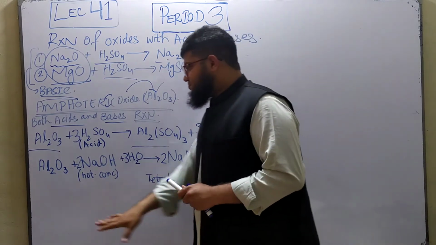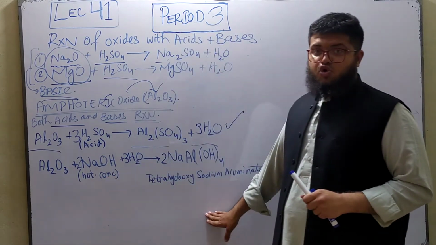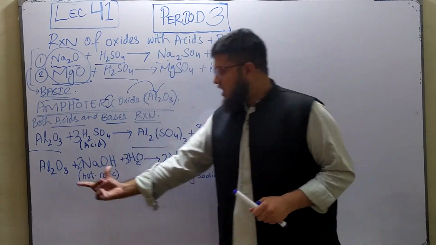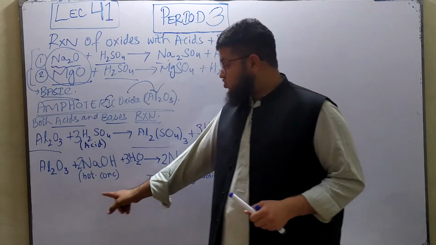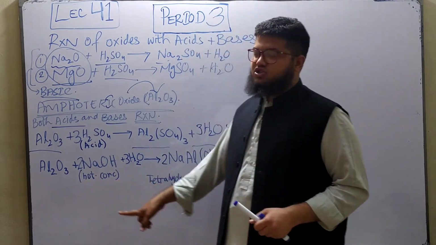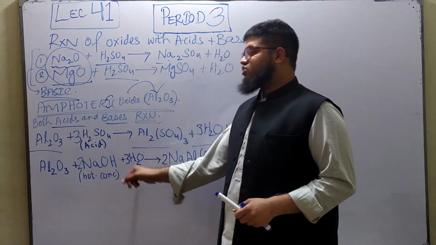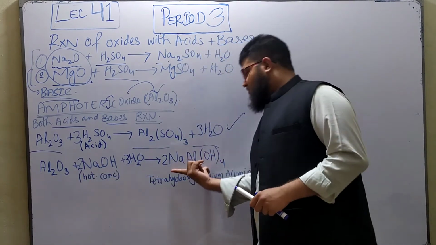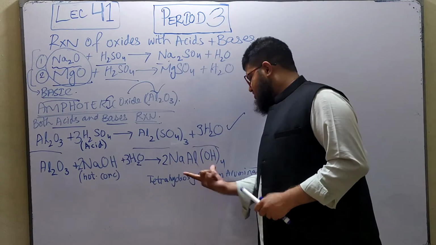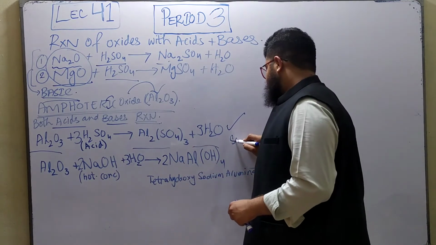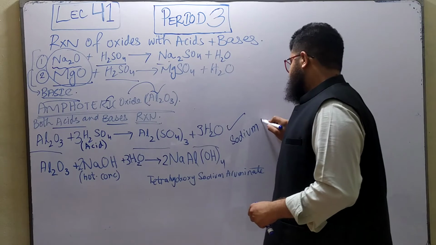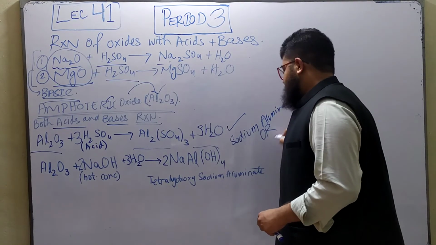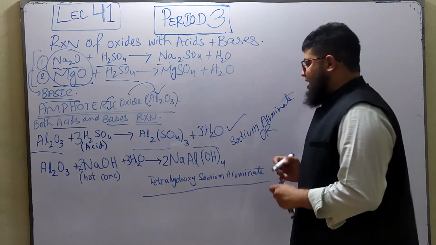Then comes the next equation, and this equation is more important. That is the reaction of Al2O3 with an alkali or a base. It reacts with sodium hydroxide when the sodium hydroxide is hot and concentrated, and water molecules are also involved in the reaction. When all three combine together, they form this salt. This salt is known as sodium aluminate. You can call it sodium aluminate, or you can call it tetrahydroxy sodium aluminate.